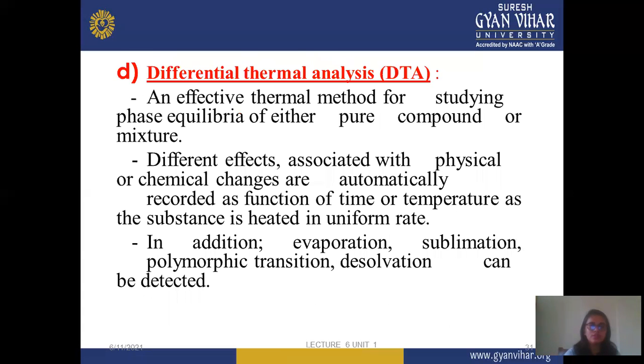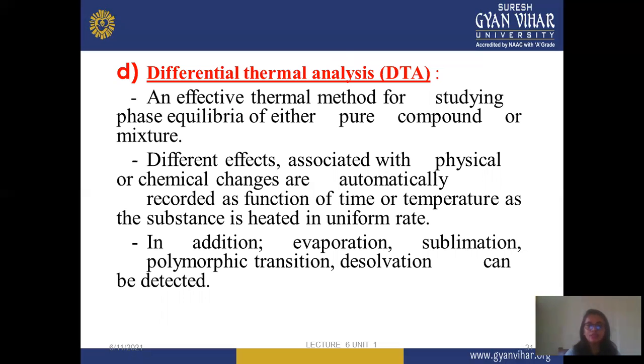Next is differential thermal analysis, or DTA, an effective thermal method for studying phase equilibrium of either a pure compound or a mixture. Different effects associated with physical or chemical change are automatically recorded as a function of time or temperature as a substance is heated at a uniform rate. In this method, addition, evaporation, sublimation, polymorphic transition, and dissolution can be detected.